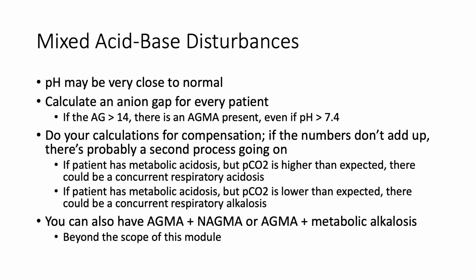Now you can also have an anion gap metabolic acidosis with a normal anion gap metabolic acidosis, or you could have an anion gap metabolic acidosis with a metabolic alkalosis. And there are some different tricks and formulas for figuring that out, but that is beyond the scope of this module.